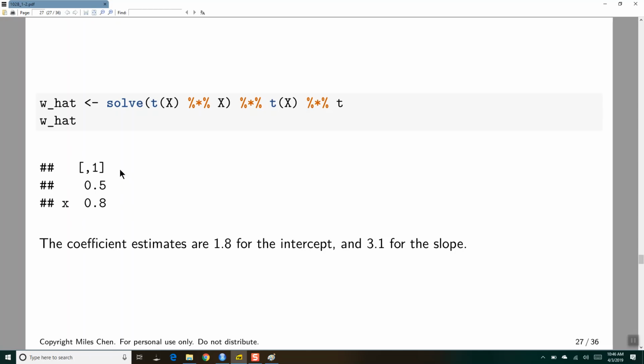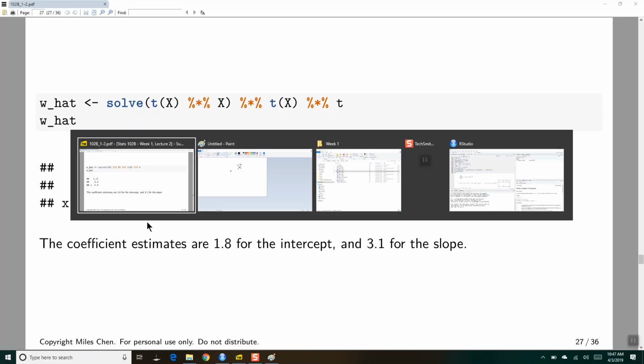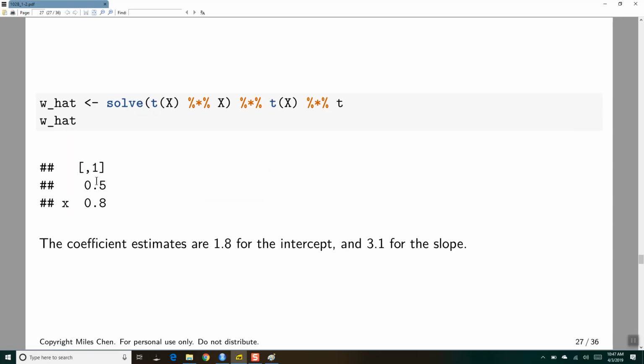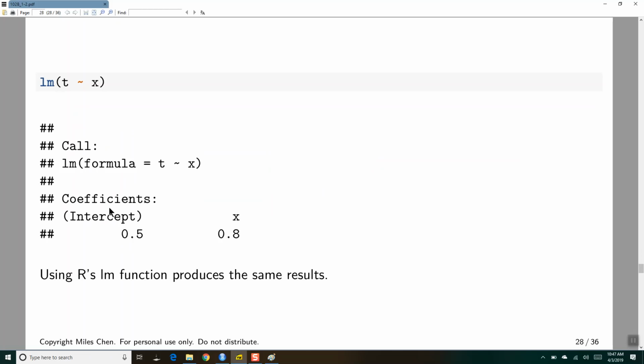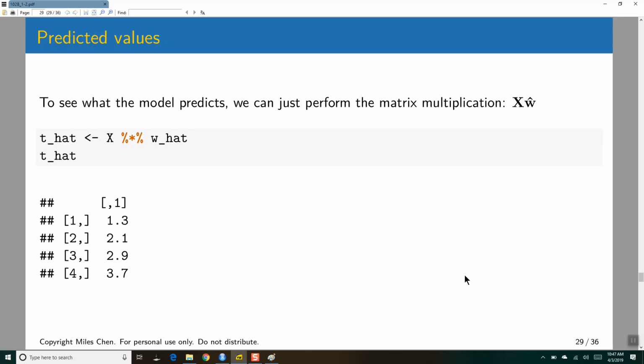That gives me the estimates 0.5 and 0.8, meaning, whoops, this is a typo. The coefficient estimates are 0.5 for the intercept and 0.8 for the slope. I've got to fix that. If I used lm in R to just fit a linear model of x to t, it gives me back the same results, 0.5 and 0.8 for the intercept and slope.